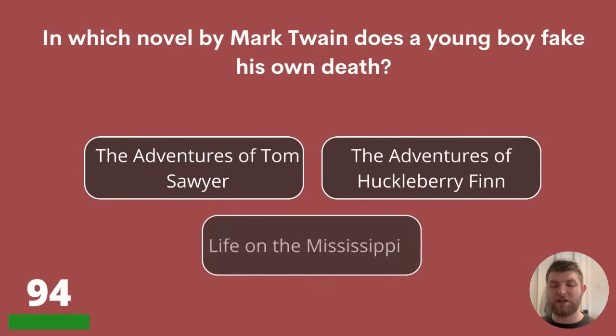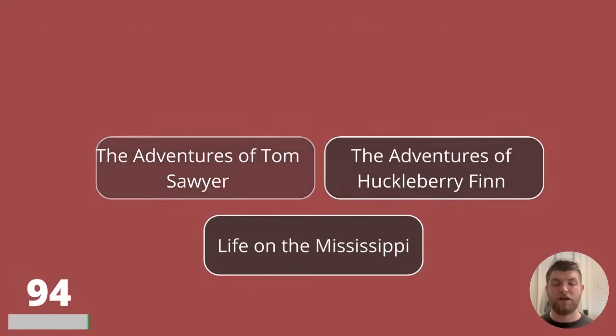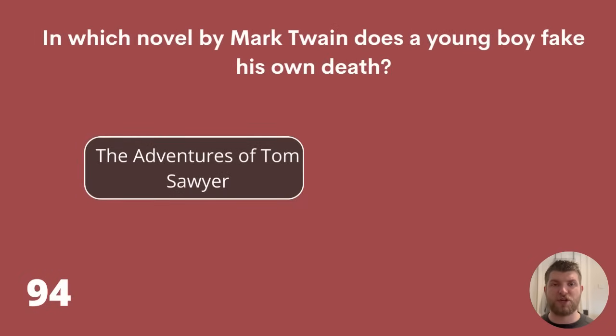In which novel by Mark Twain does a young boy fake his own death? The Adventures of Tom Sawyer, The Adventures of Huckleberry Finn, or Life on the Mississippi? The answer is The Adventures of Tom Sawyer.